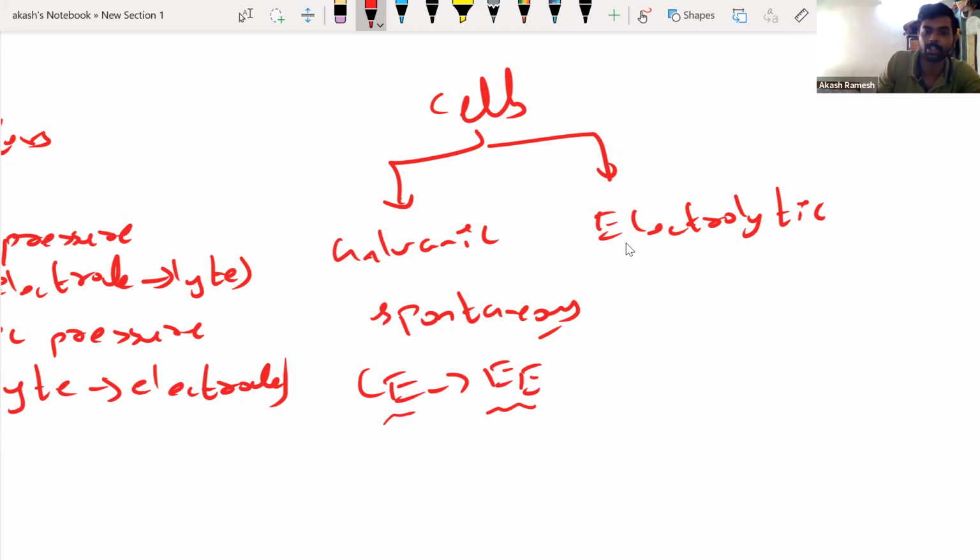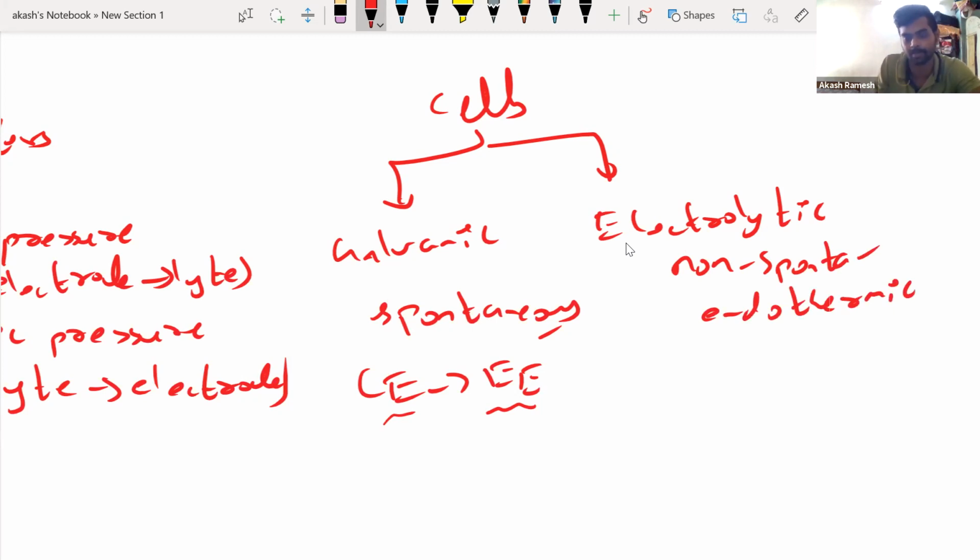Now, an electrolytic cell is exactly opposite. I am going to take a non-spontaneous process, which is obviously going to be endothermic. So for these reactions to happen, I have to supply energy. That energy is supplied in terms of electrical energy. So here, what is the transformation? Electrical energy is converted into chemical energy. Basically, the electrical energy is used to make a chemical reaction happen. As simple as that.